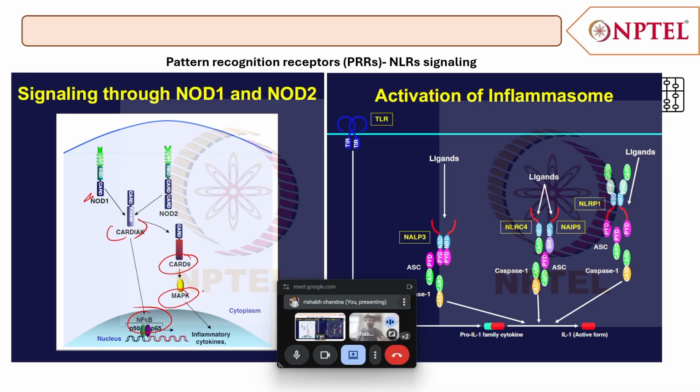MAP kinase is one of the important pathways through which inflammatory cytokines are produced. Okay, so they have both options. They can directly activate NF-kappa B through P50 and P65, or they can activate MAP kinase, leading to inflammatory cytokines. Okay, so this is how NOD1 and NOD2 actually signal.